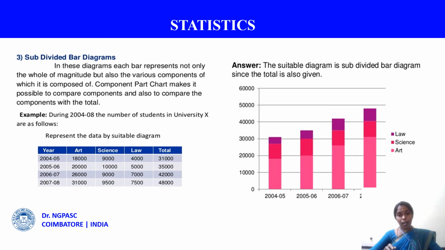So under a main heading, that is the total number of students, we are subdividing. So in this case we'll be using the subdivided bar diagram. So here look at this graph, it has been divided. Okay, under the graph some things are subdivided.